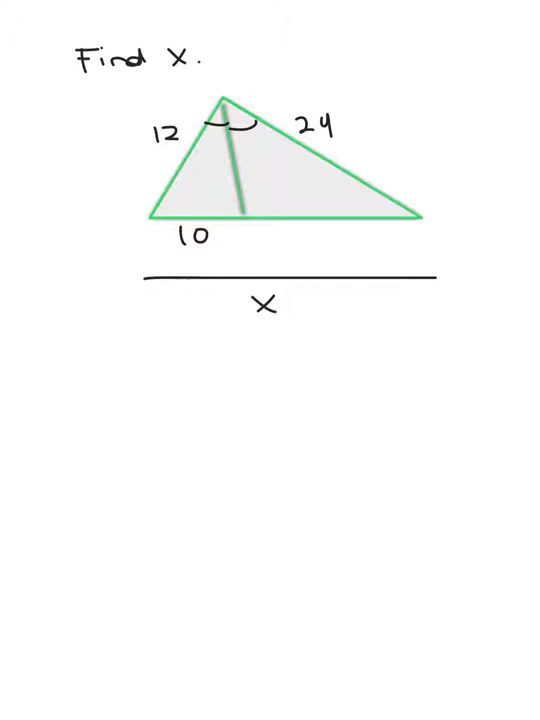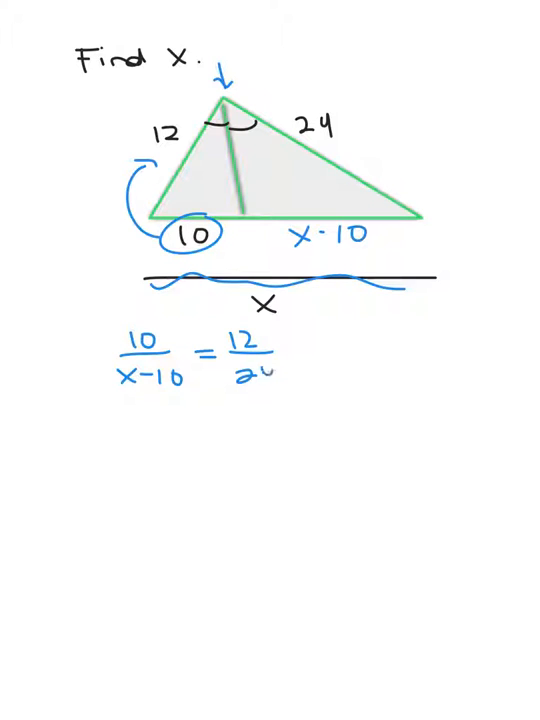Let's look at an example. This one says to find x. So here's my ray that divides my angles evenly. Since this whole piece is x, I can say this piece right here is going to be x minus 10. So when I set up my proportion, I can say 10 over x minus 10 is equal to, now 10 on my numerator is next to this 12, so that's also going to be my numerator, 12 over 24.